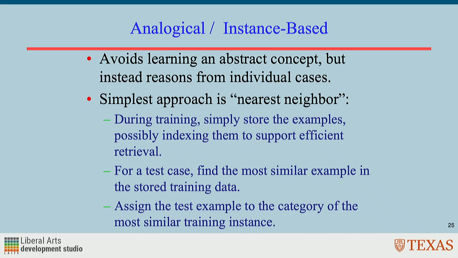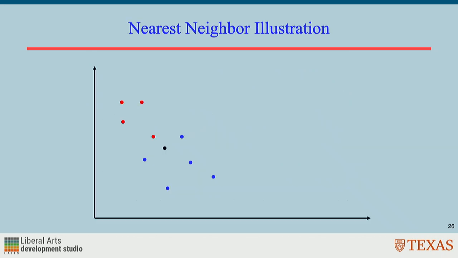But then you assign it the category of the most similar instance you've seen during training. So it looks something like this. I have a bunch of points here, say red is spam or COVID, and blue is not COVID or not spam. And then we get this black point in the middle. I say, well, what's the closest point to it? Oh, it's this red point. OK, so I'm going to call it red.